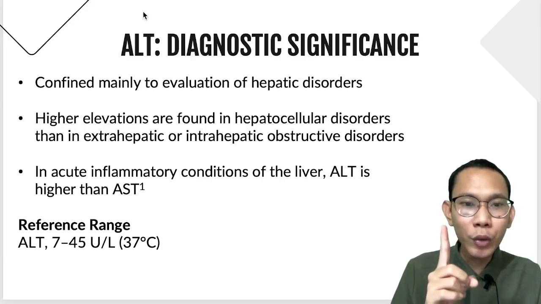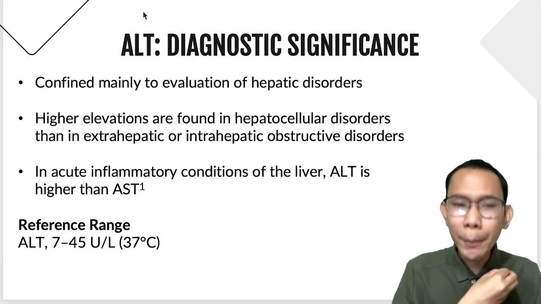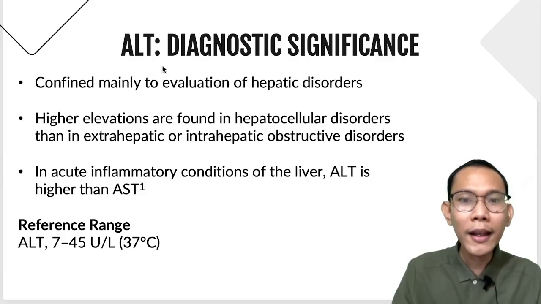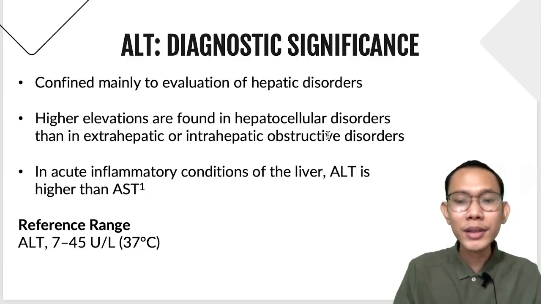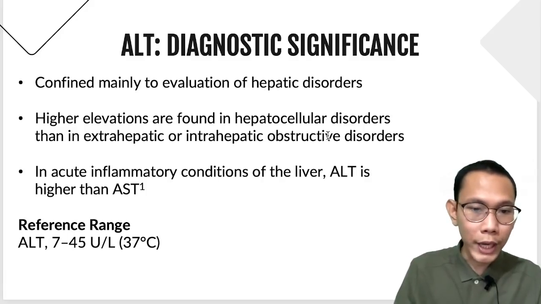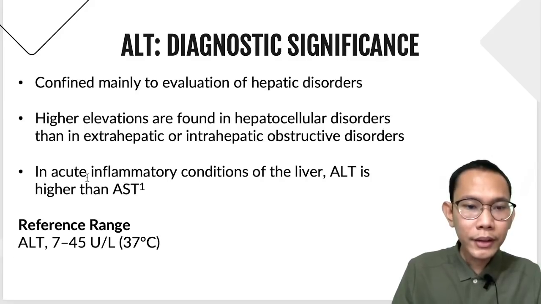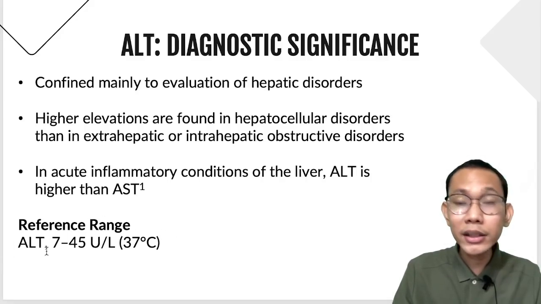However, if you have cardiac damage, if you have MI, tapos may liver damage ka, then that's a time that you will see an increase of your ALT because there is already involvement of your liver. There is already hepatocellular disorder. Okay? Very good. Again, the reference range value natin is around 7 to 45.